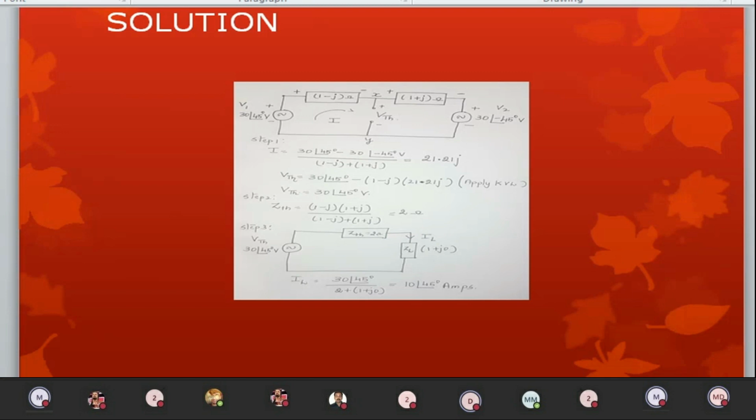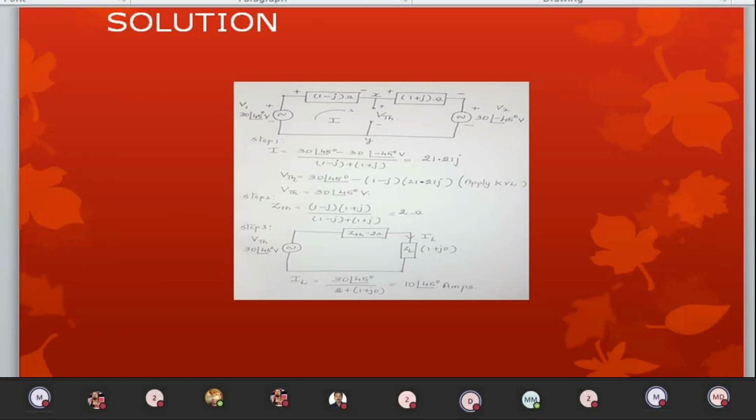Now, I is equal to V by Z. Even though it is AC, we have to put the sign notation for the sake of understanding the potential network. So 30 angle 45 degrees minus 30 angle minus 45 degrees, divided by Z. What is Z? Z1 plus Z2, (1 minus j) plus (1 plus j). So I is equal to 21.21j. In the calculator, you have to convert to complex mode and get the answer.